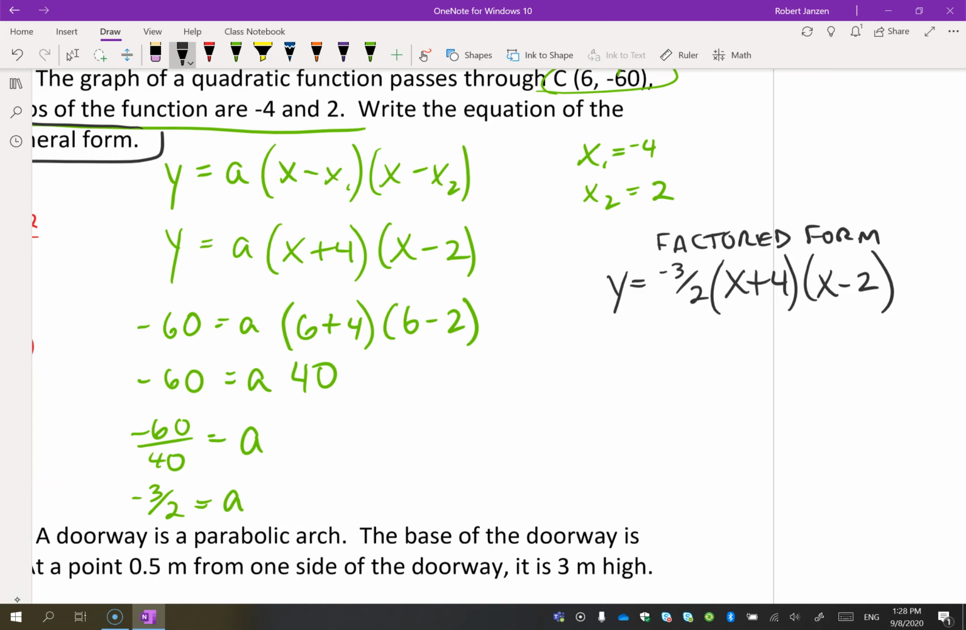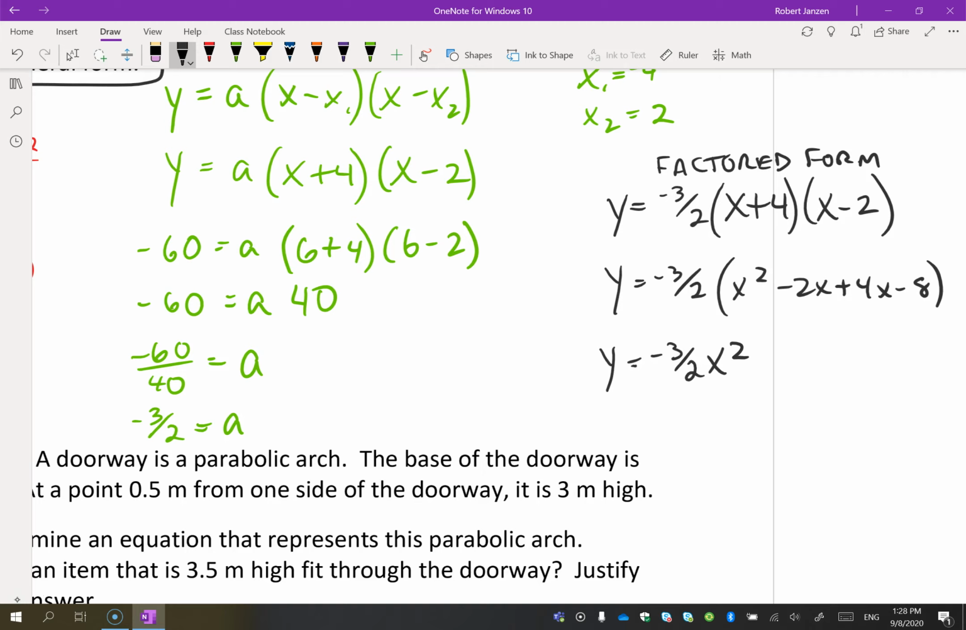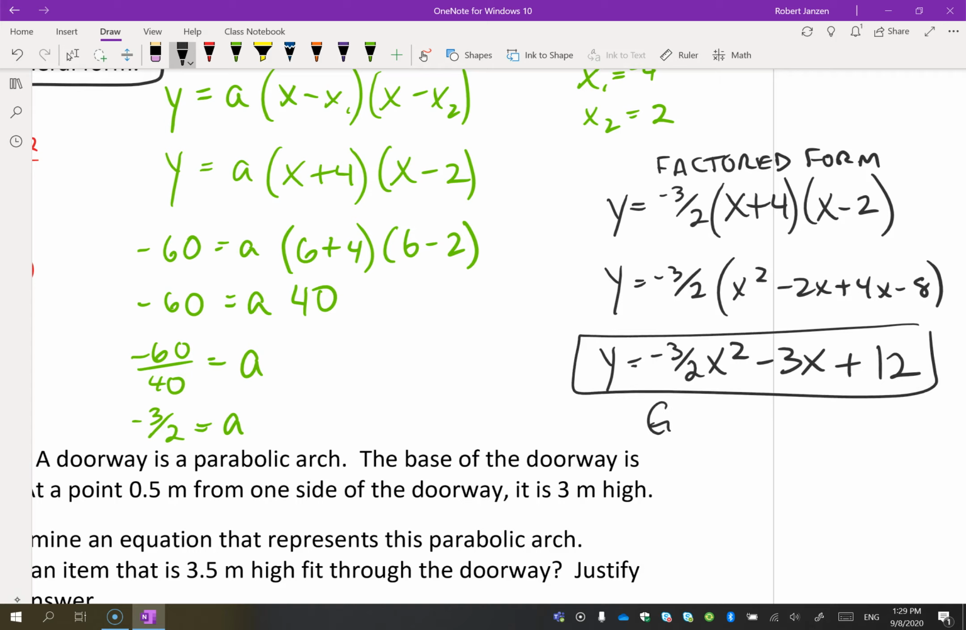And what you want to do now is change it around to general form. So let's FOIL this. We'll get x squared minus 2x plus 4x minus 8. And then I'll multiply this. I get negative 3 halves x squared. This is 2x, so minus 3x, plus negative 3/2 times 8 is 12. Here is general form.